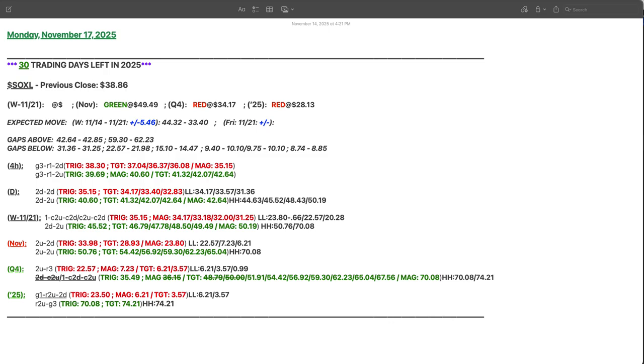All right, so there you have it. Those are the triggers and targets from everything from a scalping perspective all the way up to the 1 year chart.